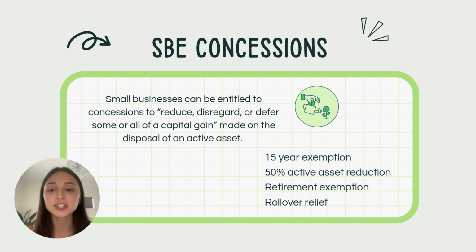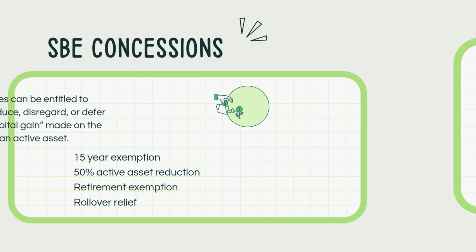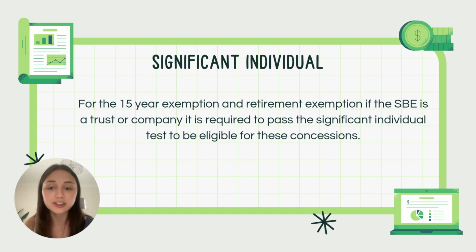The CGT concessions that are available to small businesses include the 15-year exemption, 50% active asset reduction, retirement exemption, and rollover relief. In order to be eligible for the 15-year exemption and the retirement exemption, if the SBE is a company or trust, it is required to pass the significant individual test.